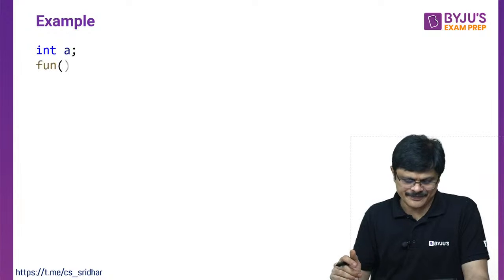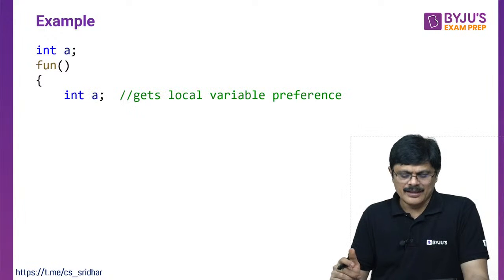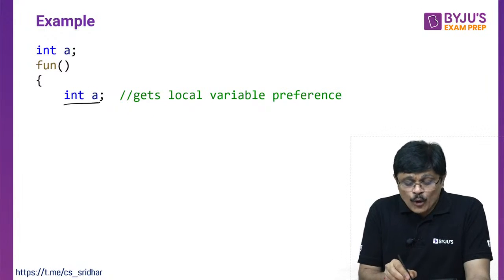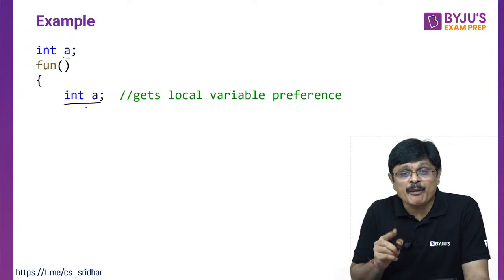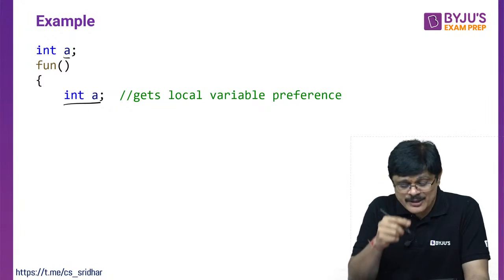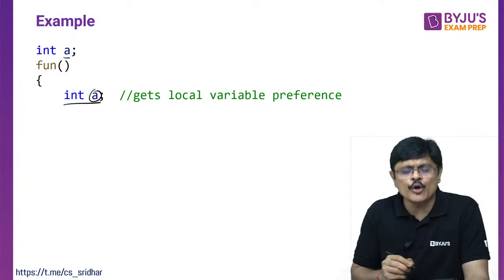Let us see this example. Now here, this is a local a. This is a global a and a local a. Which one will get preference? Global or local a?